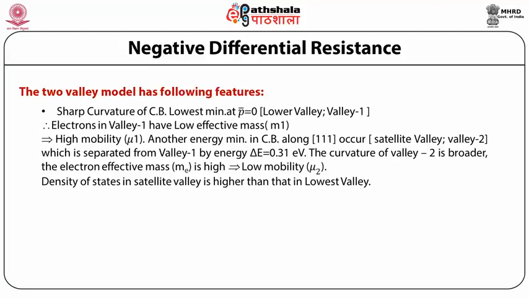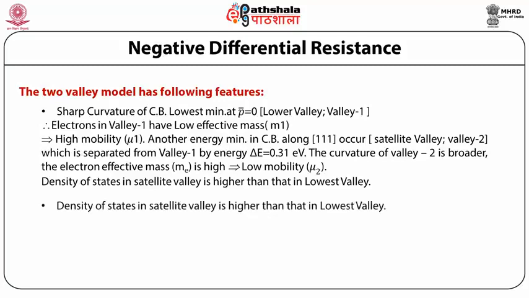Another energy minimum in the conduction band along 111 occurs, that is the satellite valley, valley 2, which is separated from valley 1 by energy delta E equal to 0.31 electron volt. So the curvature of valley 2 is broader. The electron effective mass m2 is high, implying low mobility mu2. The second feature is that the density of states in the satellite valley is higher than that in the lowest valley.